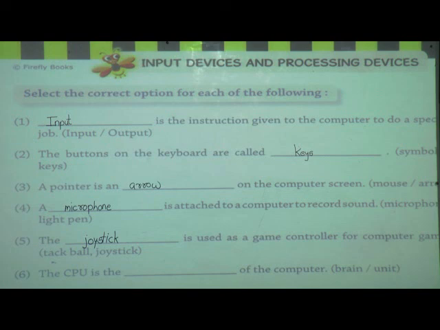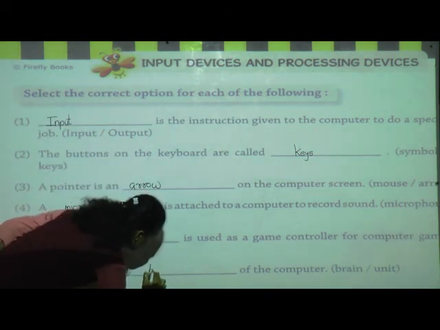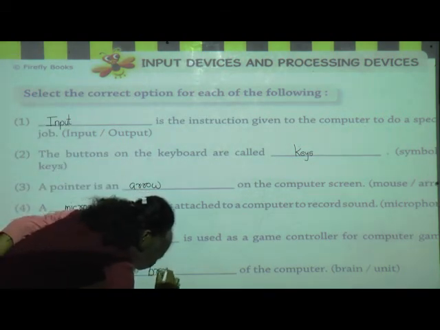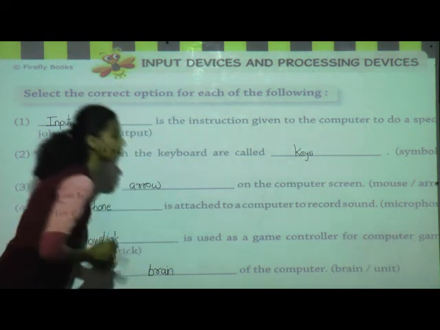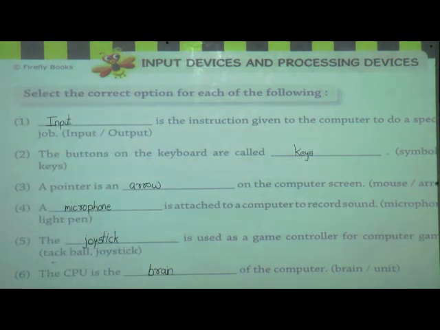The CPU is the dash dash of the computer. Brain or unit? CPU is what? Brain of the computer or unit of the computer? Good. CPU is the brain of the computer.